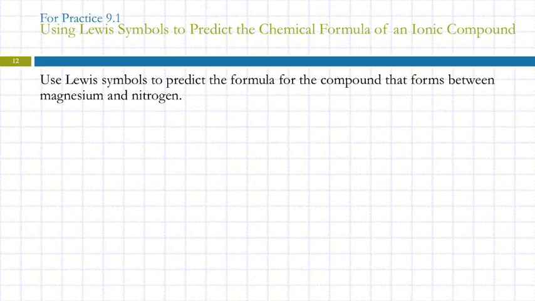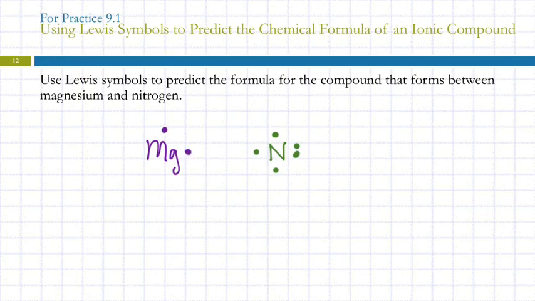Okay, so I'm not sure why, but I'm going to make nitrogen green. How many valence electrons does nitrogen have? 5. It's in group 5A, right? Maybe purple. Magnesium's going to be purple today. How many valence electrons does magnesium have? 2, right? 1, 2.